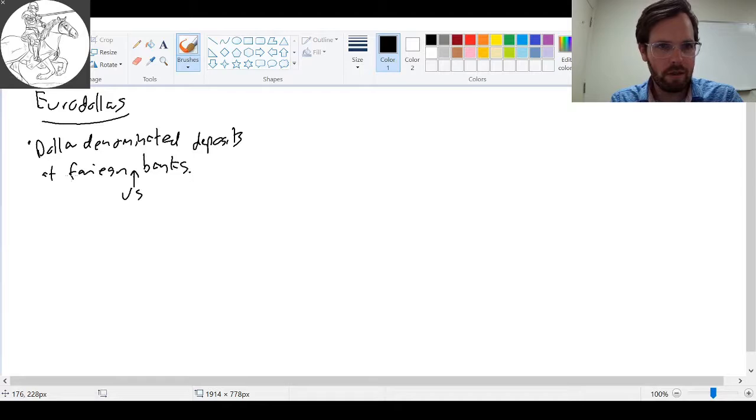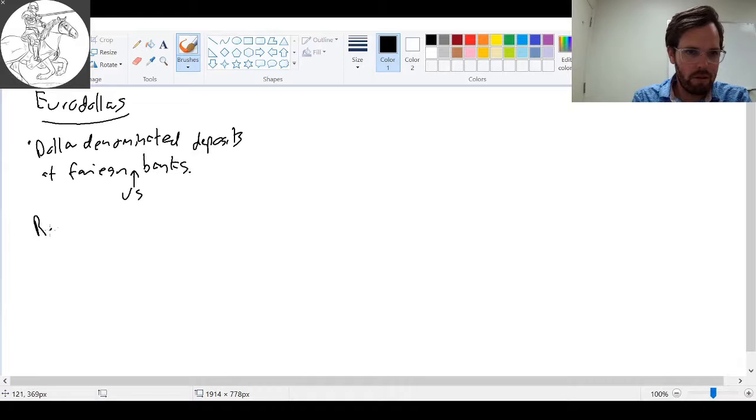If you're a firm doing business in another country, you might be more familiar with a U.S. bank. You probably have an account with a U.S. bank, so you'll do dollar deposits in those banks in the countries you do business in. And so the next one is repos, the repurchase agreements, more commonly called repos.